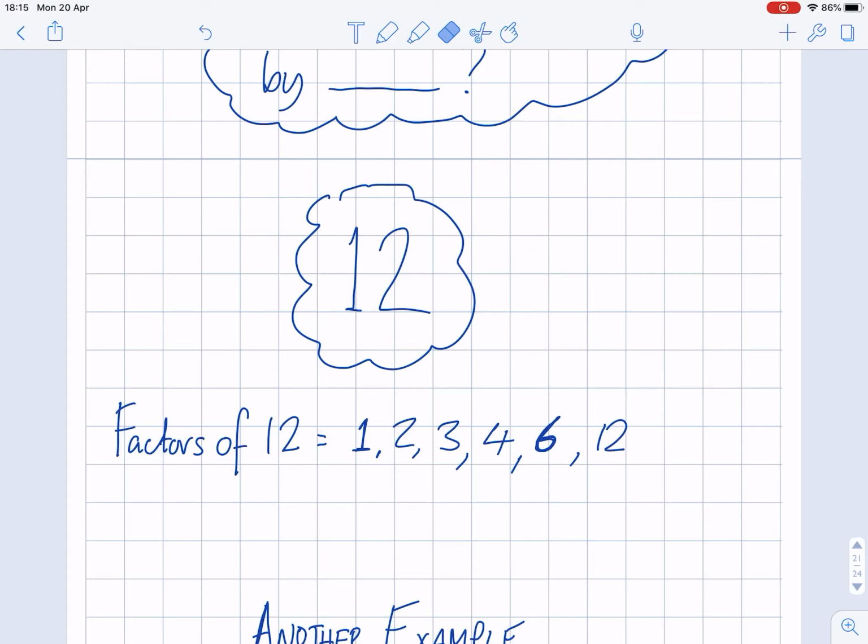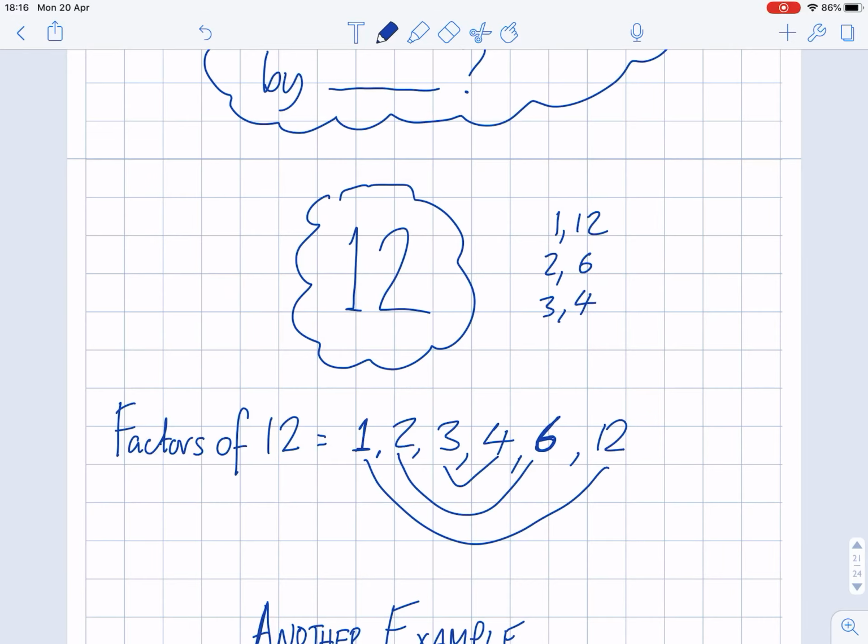Now, your teacher might have talked about pairs of factors or factor pairs. And what we mean by that is, what's 1 times 12? 12. 2 6s are 12 and 3 4s are 12. So if you're asked to write a pair of factors for 12, you've got these options.